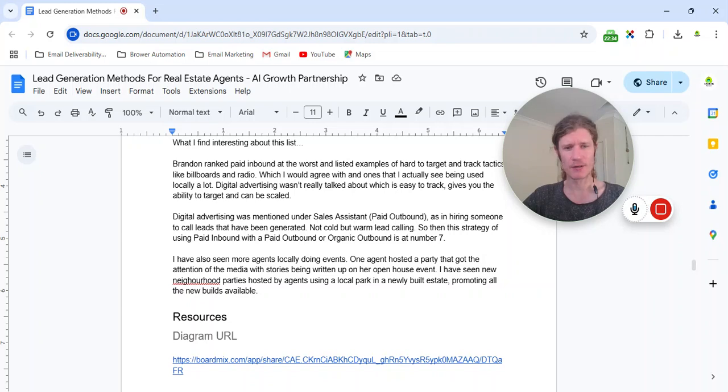I've also seen more agents around me hosting neighborhood parties. These agents are generally using local parks in newly built estates, promoting all the new build opportunities that the estate provides and showcasing that location. The park is a perfect place to throw on a barbecue and get together with the community, so to speak.